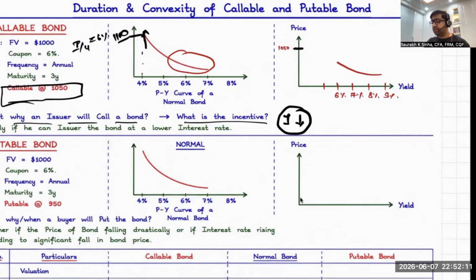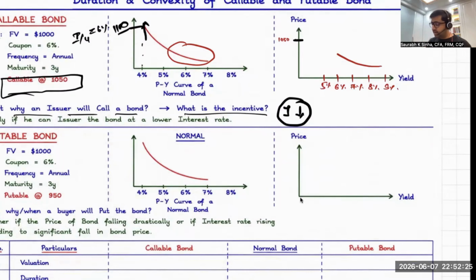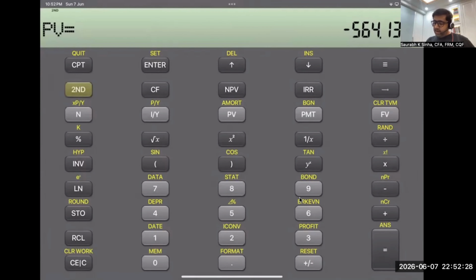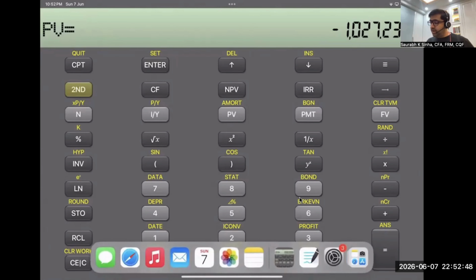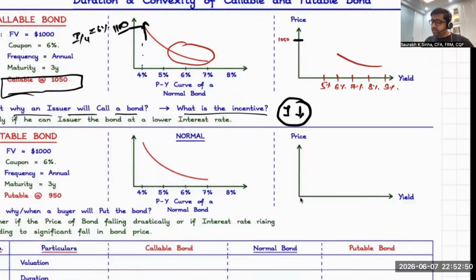But if it is 5%, now we have to think very carefully. If it is 5%, we have to calculate the bond price and see if it is above 1050 or below 1050. Let's see that. So second clear work, second clear TVM. 1000 FV, 3N, 5 I/Y, PMT is 60, compute PV. 1027. So bond price is 1027 at 5%.